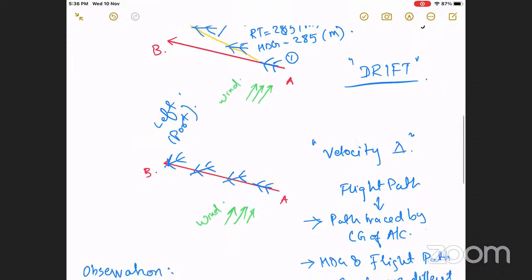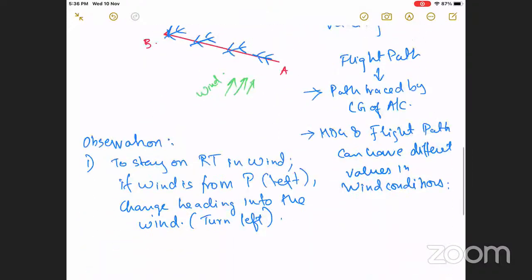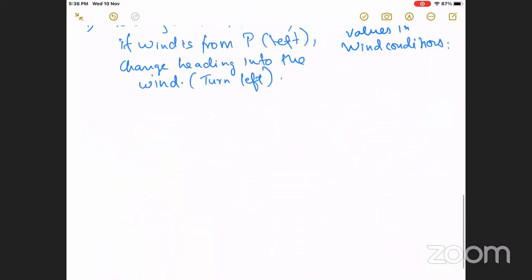I'm unable to turn on the video. And the screen share, I think, yeah, screen share is working good.